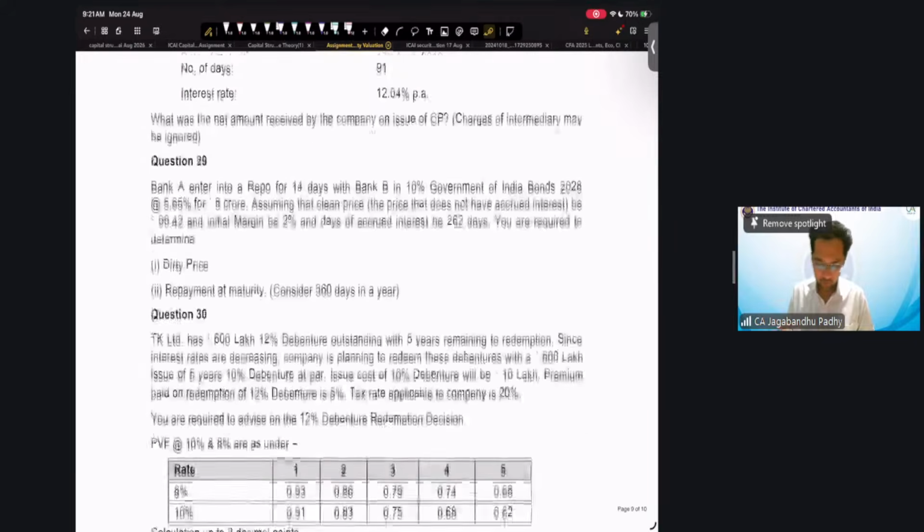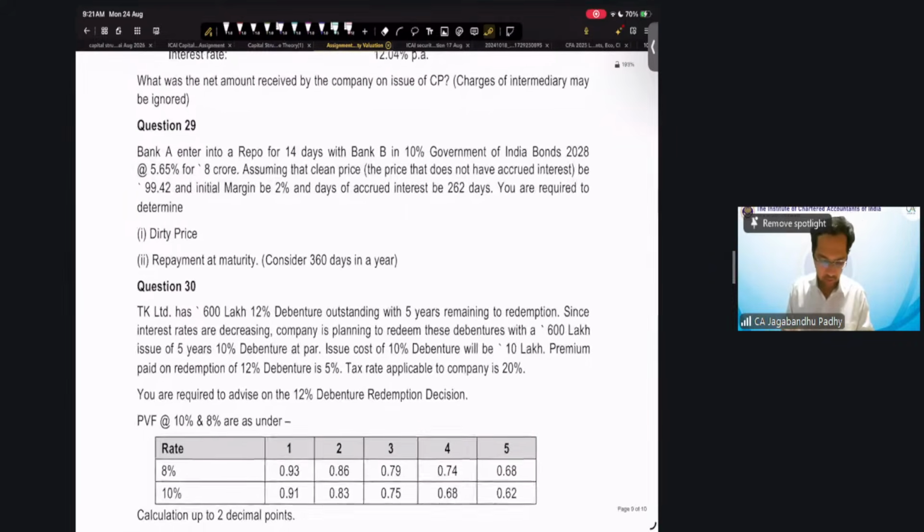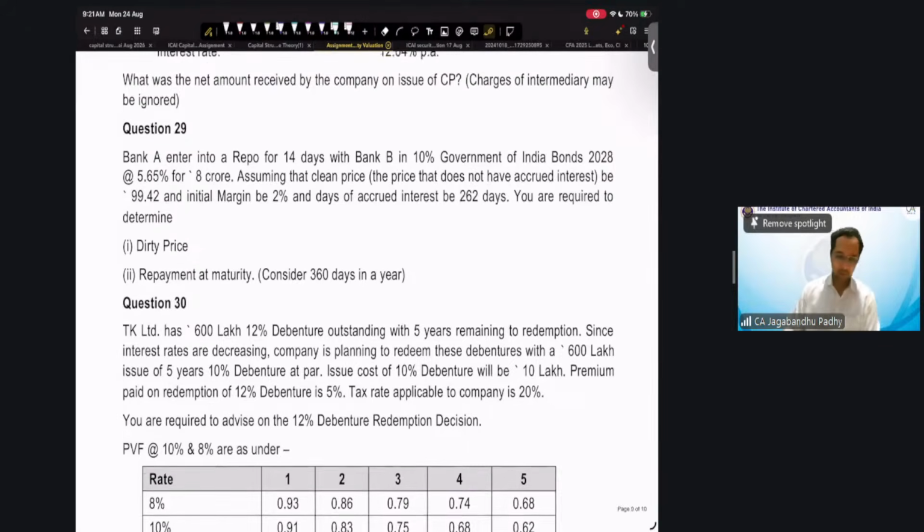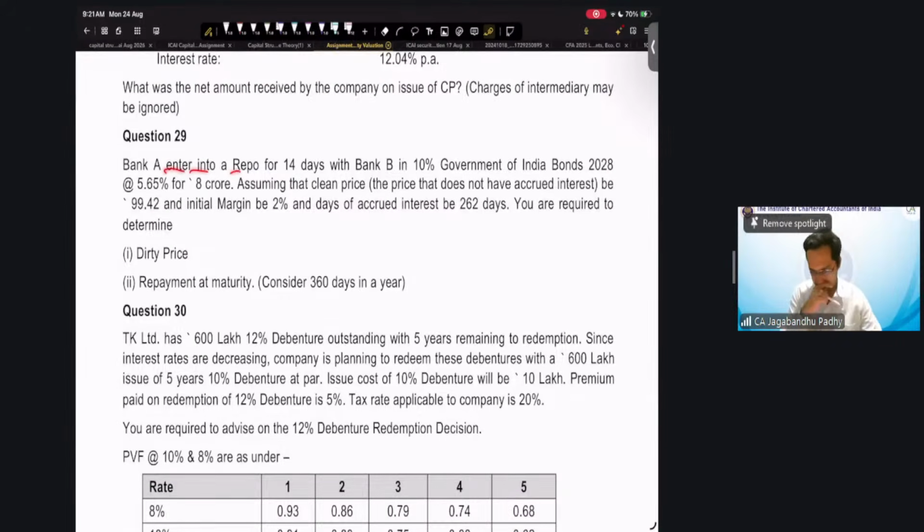Okay, so that's about the commercial paper. Now, on similar lines, we have something in question number 29, guys. Let's look at question 29. Bank A enters into a repo for 14 days with Bank B in 10% Government of India bond 2028. So the bonds which are going to mature in 2028, and the repo rate is 5.65% for 8 crores.